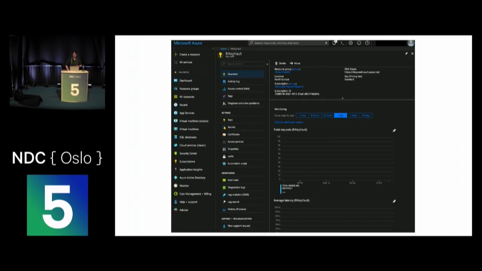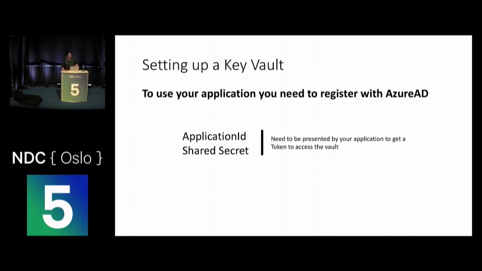Now, if you want to programmatically access the Key Vault, you've got a few extra steps you need to do. First of all, you need to go into Azure Active Directory and register your application. And then that will give you your application ID and shared secret that you need to present. I know whenever you mention AzureAD, it normally fills people with dread, but actually the process is fairly straightforward.